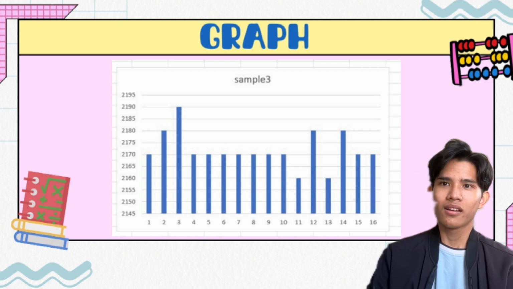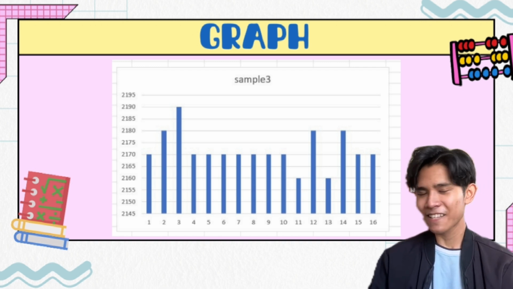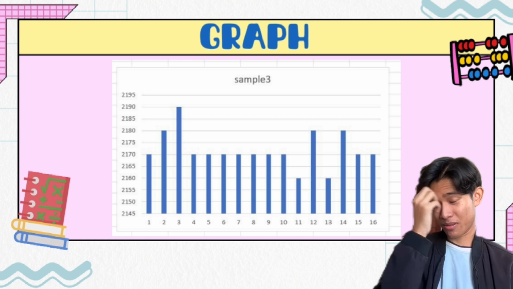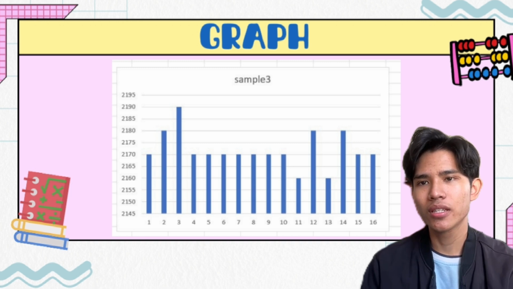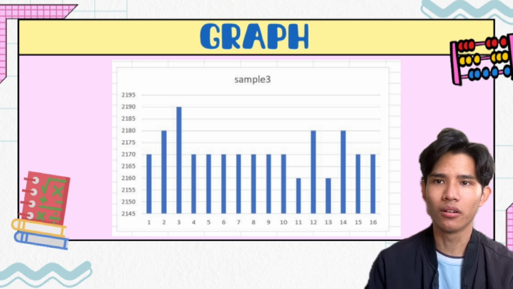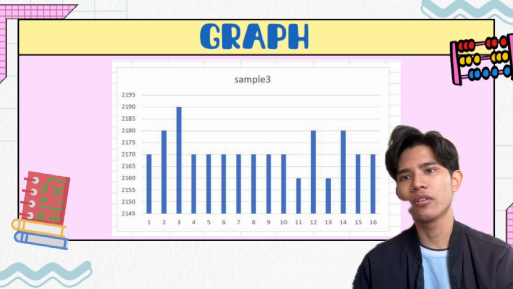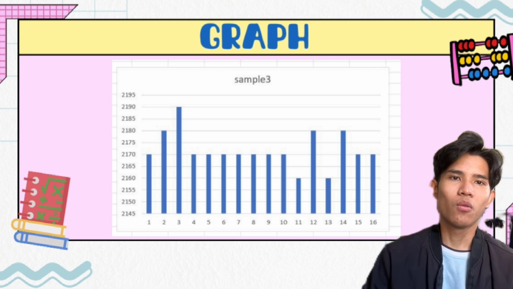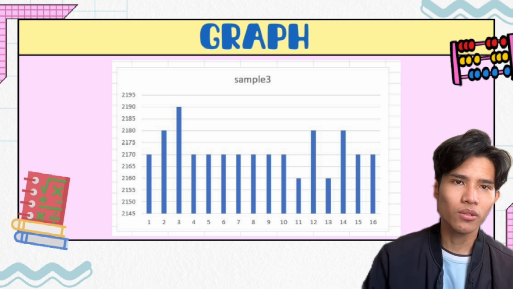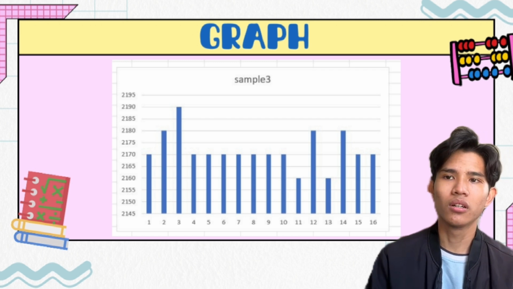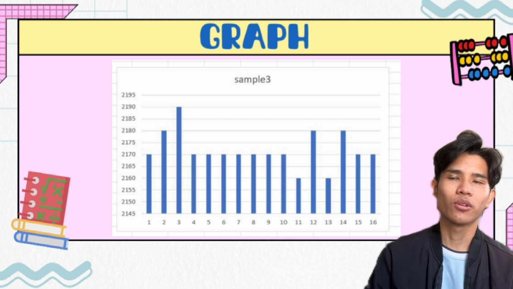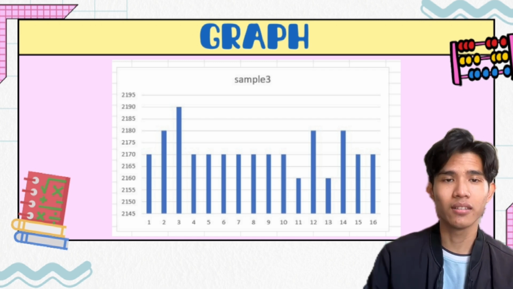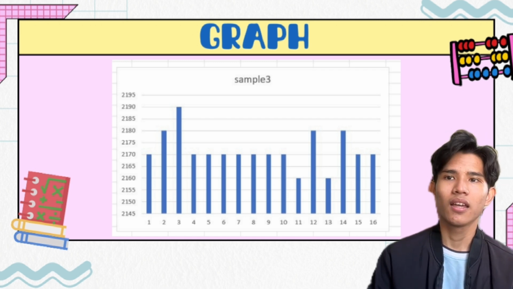Alright, for the graph, you can see our result graph for sample 3. Our highest data is 2119, and our lowest data is 2116. So that's our lowest data, and that's all for the graph.